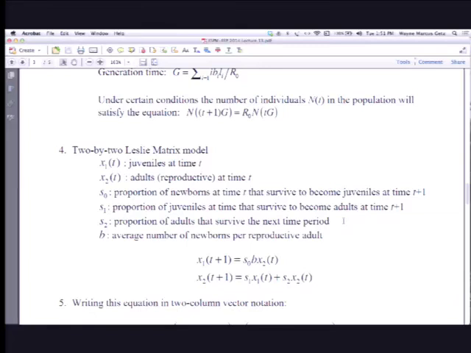Why wouldn't you subtract that here? Okay, because these are coming from newborns, and they're all going over. That's why there's no x1 term here. Yeah, so there's no return. It means everybody who was an x1 at time t became an x2, except for actually S0 of them.